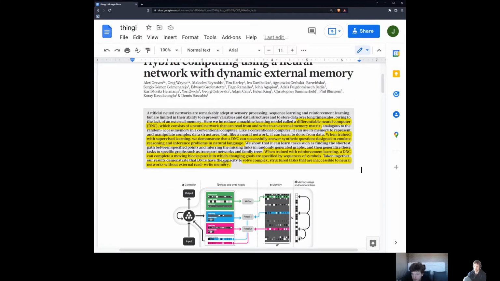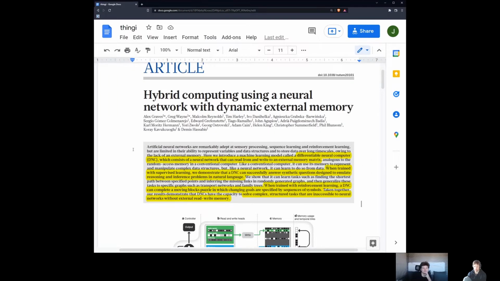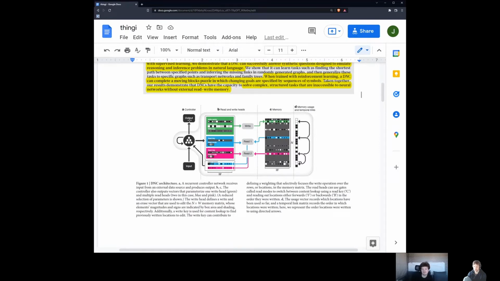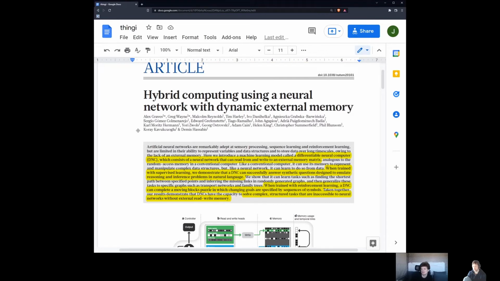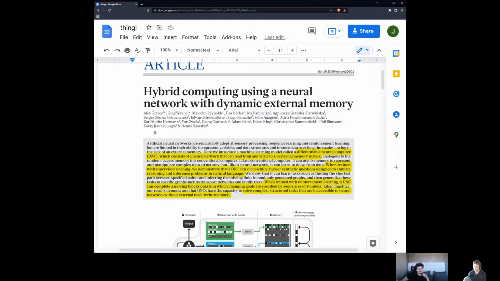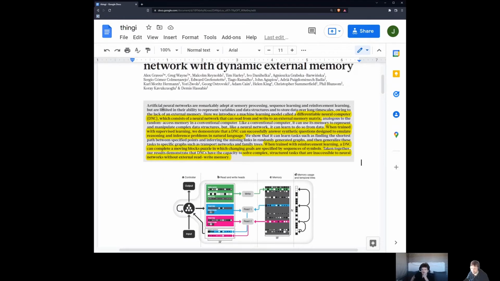Okay, so I guess we can finally start with the actual paper, besides talking about our thoughts. So they actually renamed it now, so they're not calling it a neural Turing machine anymore. They're now calling it a differentiable neural computer. I like the neural Turing machine name better, but it's their idea, so they can name it what they want, I guess.